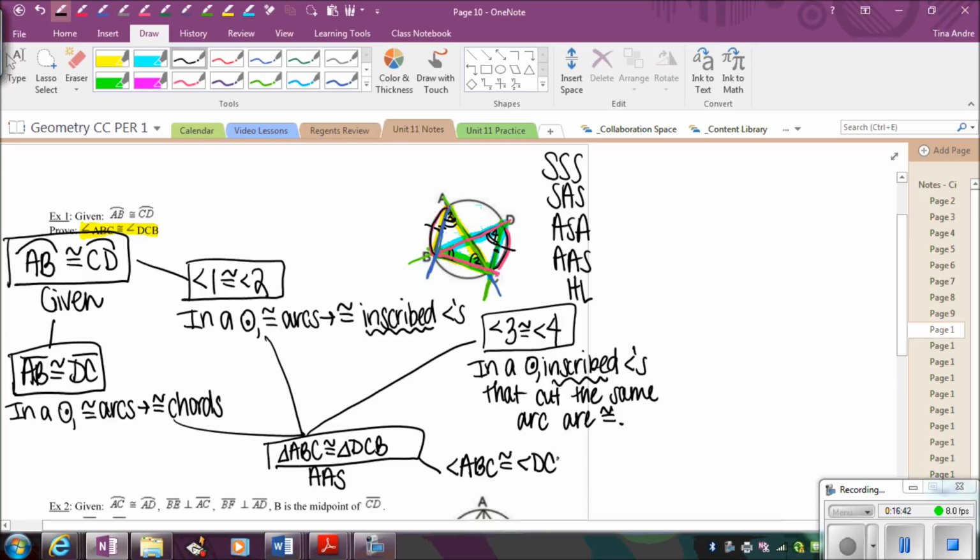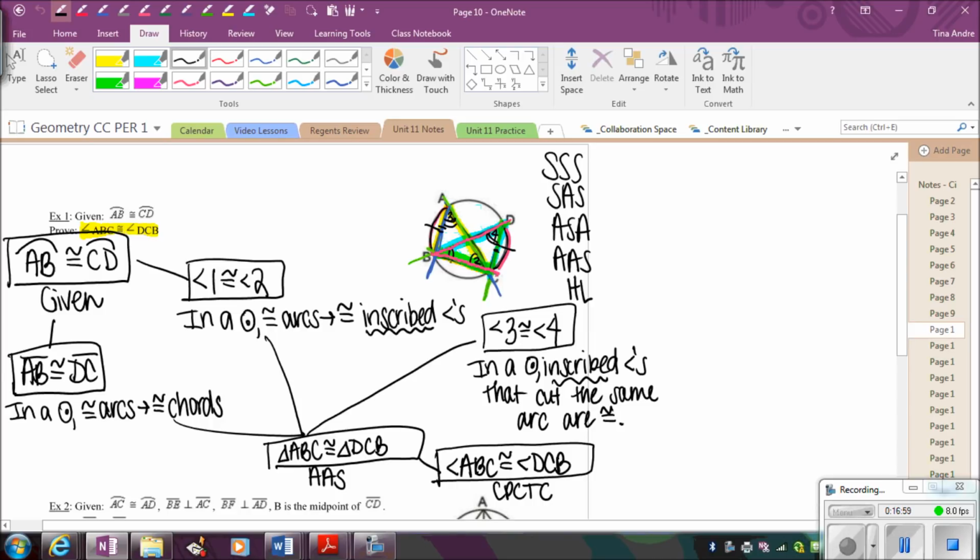This is not the only way to do this proof. There's several ways to do this proof. This is just one of them. So with circle proofs, oftentimes there's going to be multiple ways to prove something just because there's so many different theorems that you could have used. So just be aware of that when you're doing this.